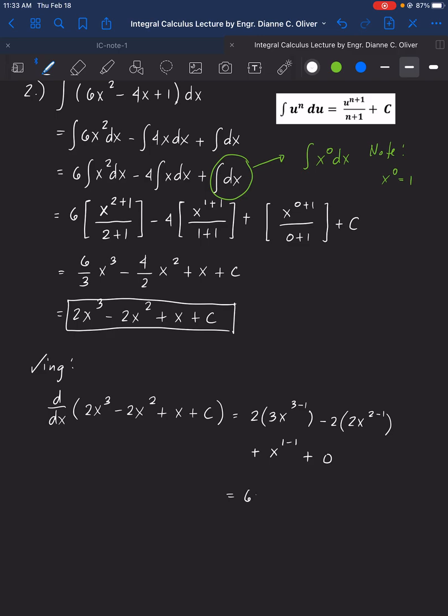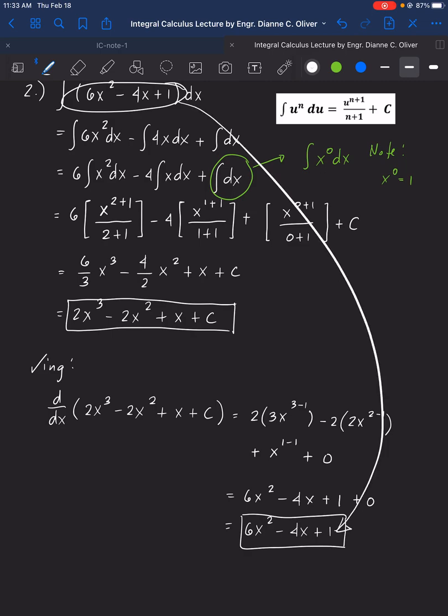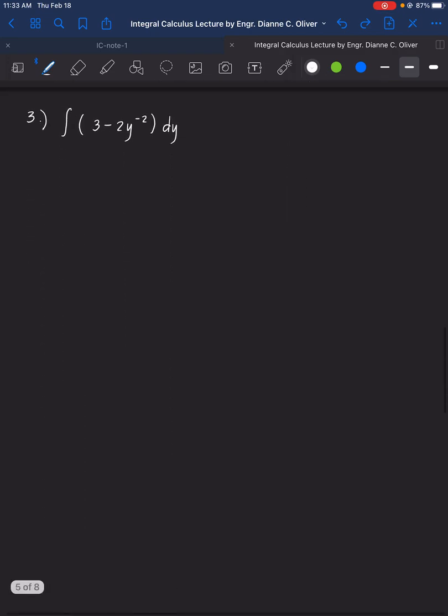That is equal to 6x squared minus 4x raised to 1, and then plus x raised to 0 is 1, and then plus 0. So this is now equal to 6x squared minus 4x plus 1. So we were able to match the given with the derivative. That means it is correct. So that is for example number 2. Let's go for example number 3.